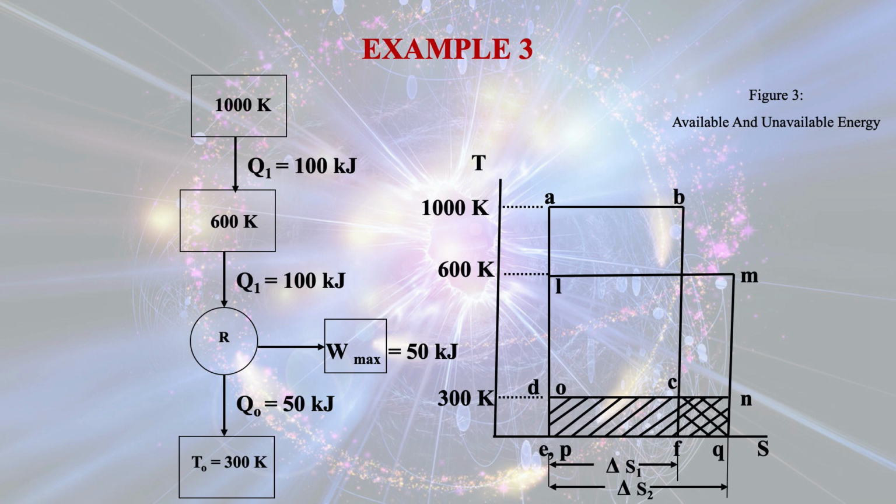Now this is the TS diagram. For this we have shown the temperature as 1000 Kelvin, then 600 Kelvin and 300 Kelvin on the vertical axis, which represents the temperature, and the horizontal direction represents the entropy, and there is a change in entropy del S1 and del S2 that is being depicted in the diagram. So figure 3 is for available and unavailable energy.